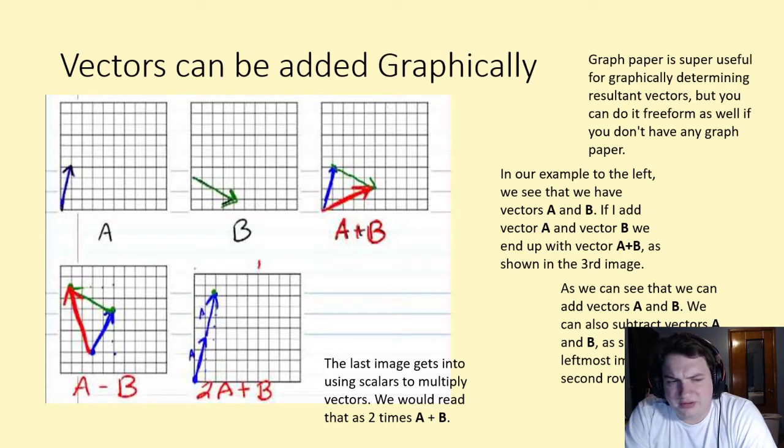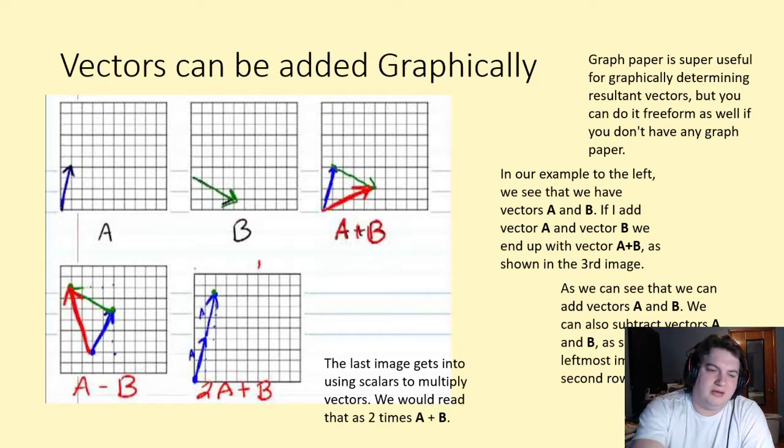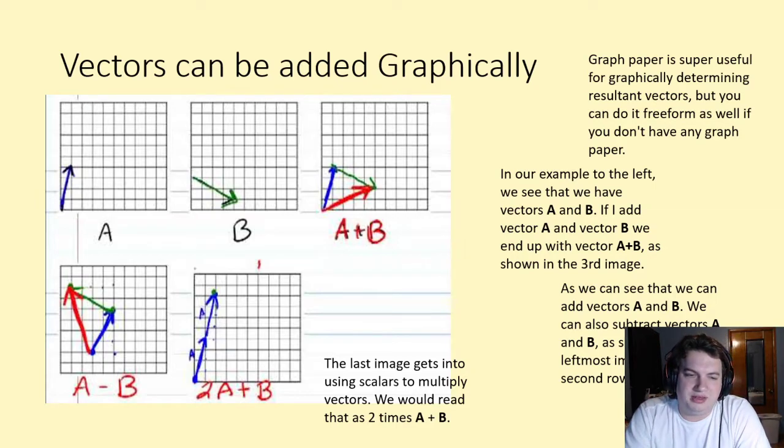Other images on here, on our second row: instead of doing A plus B, we can also do A minus B, and we'll talk about that a little bit more in depth. And my last one is showing us using scalars to multiply values. So notice I have 2A and then plus B for that one.